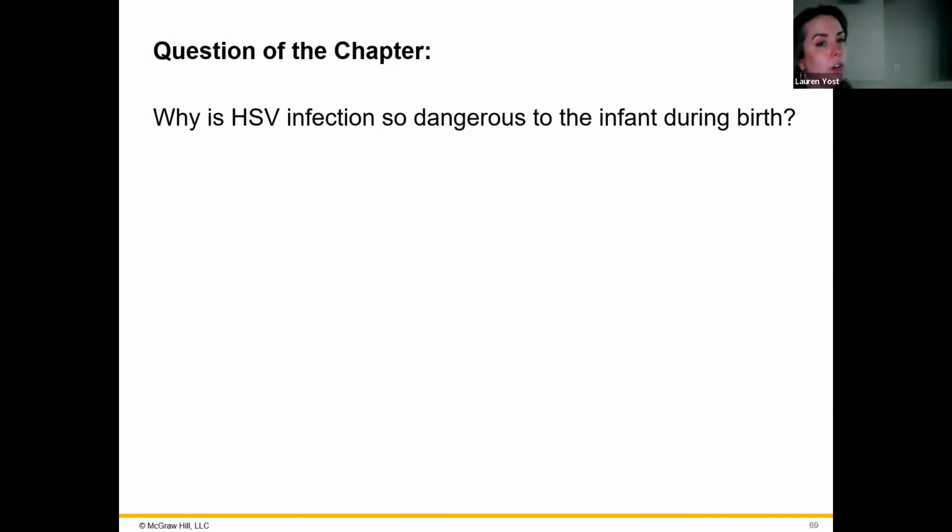So this is our question of the chapter. Why is HSV infection so dangerous to the infant during birth? Of course, we're talking here about the meningitis and everything, but why is it so severe for them? Why are they more likely to have these severe reactions? It's just because they don't have an immune system to keep it in check. So that's the problem. So yeah, this will be our picture.